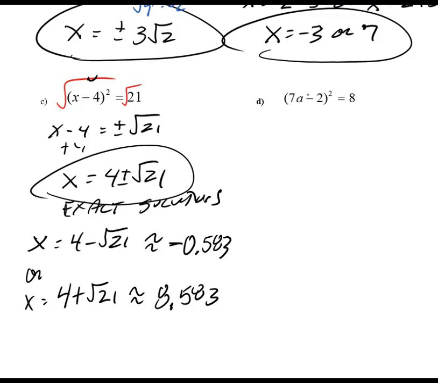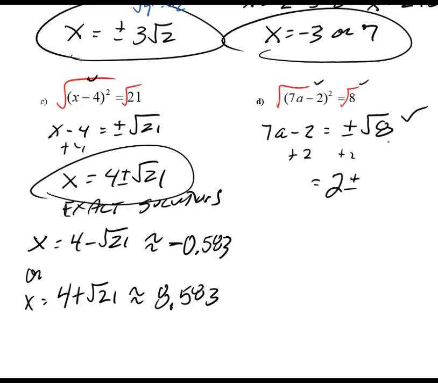All right, so for the last problem, again, we see a perfect square on the left side and a number on the right, so we'll take the square root of each side. The square root property would give us 7a minus 2, and that would equal plus or minus the square root of 8. So again, we want to solve for a, and we can simplify the square root of 8. We'll add 2 to both sides.